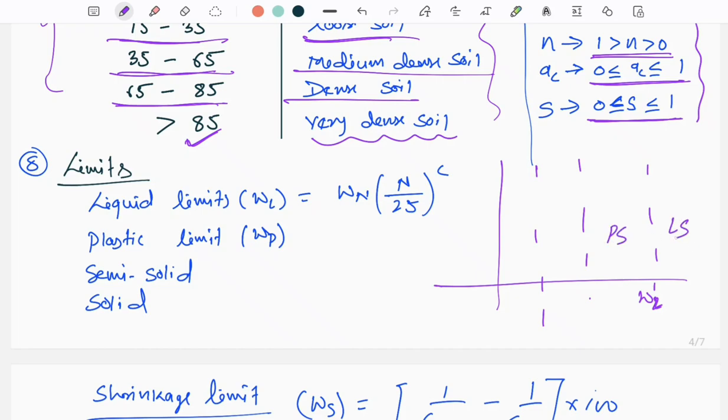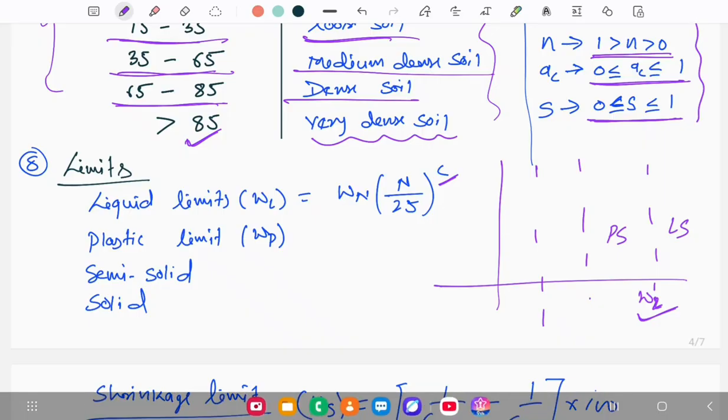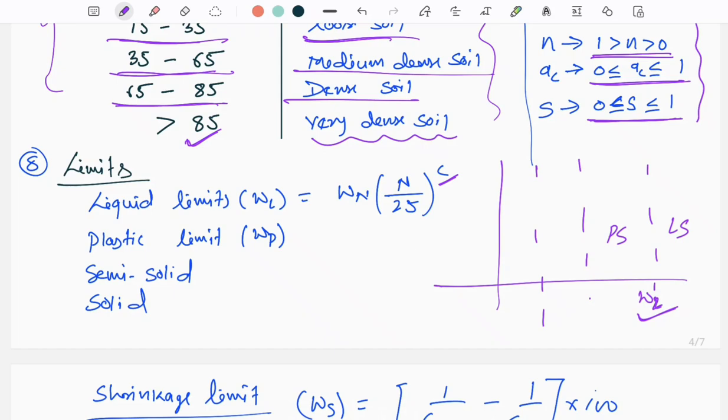The border between the liquid state and the plastic state is denoted by the liquid limit, and it is obtained by a formula: liquid limit is equal to Wn multiplied by (n by 25) raised to c. c is a constant whose value is given in the question. Based on that, you can find the liquid limit, and 25 is the number of blows.